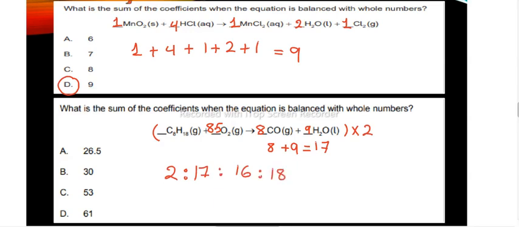Now you will add them all together since the question is asking about the sum of the coefficients, and your final answer will be equal to 53 when you add all these coefficients together.